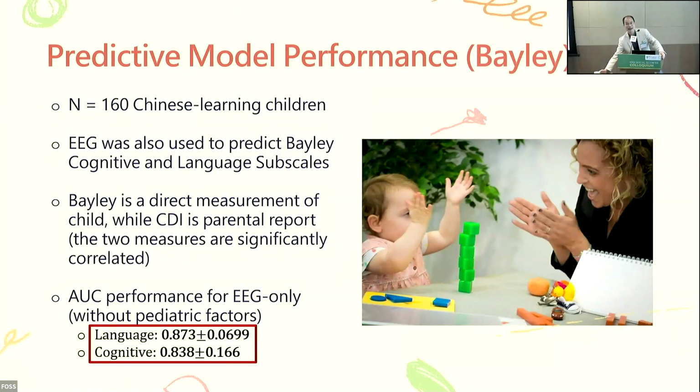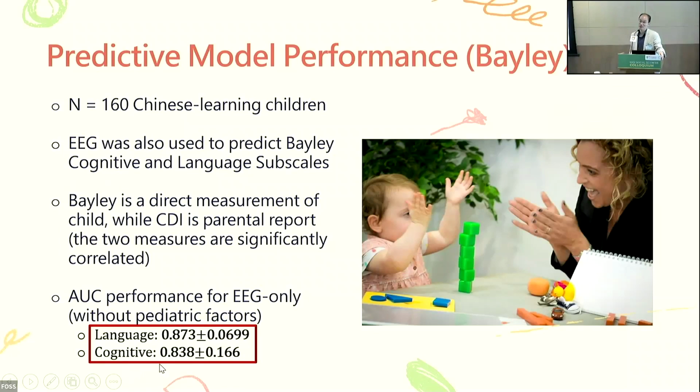And then we use Bailey as the outcome measure. The Bailey is a comprehensive instrument with which you directly assess the child. We measure the child's language and cognitive performance. We use EEG again to make predictions across these two domains.